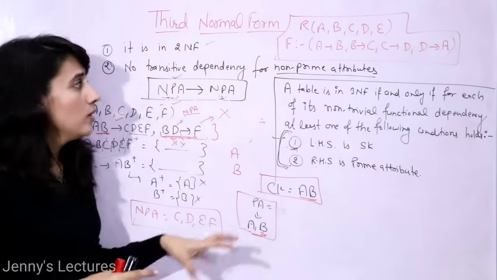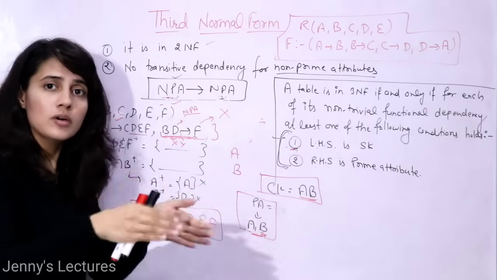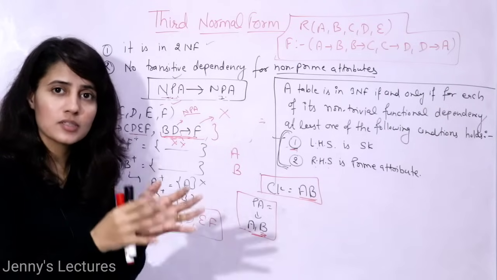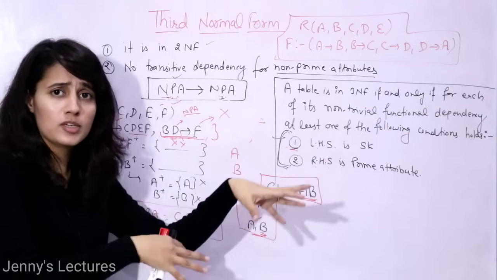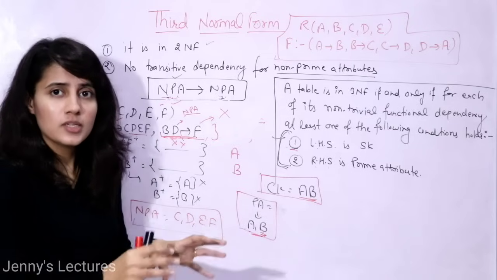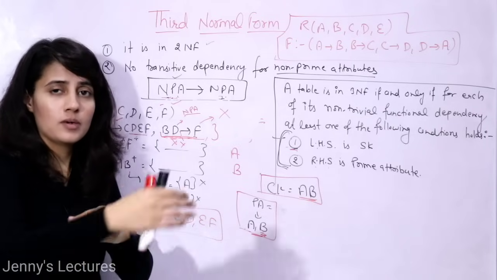Now how to convert a given relation into third normal form, that we will discuss later after discussing the decomposition process, meaning lossless and lossy decomposition, right? In the next video I'll discuss what is BCNF, and after that I'll discuss the decomposition process.